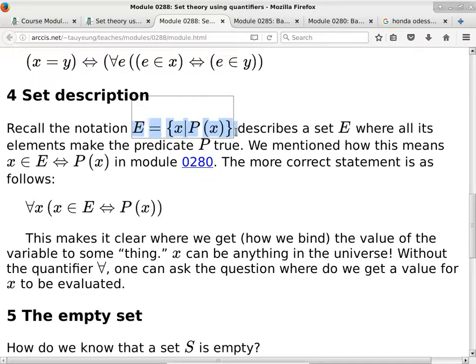This is the notation that we normally use when we try to describe membership inside a set. But it really is a short form of this entire thing, which is basically saying, let's consider everything in the entire universe, okay? For everything that is in the entire universe, x is in E if and only if P of x is true.